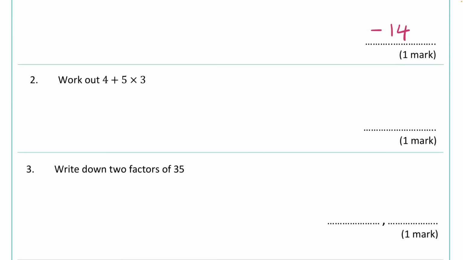Next we have some order of operations. Multiplication comes before addition, so here it is 4 add 5 times 3. 5 times 3 is 15, so 4 add 15 is 19, and there we go, some order of operations.